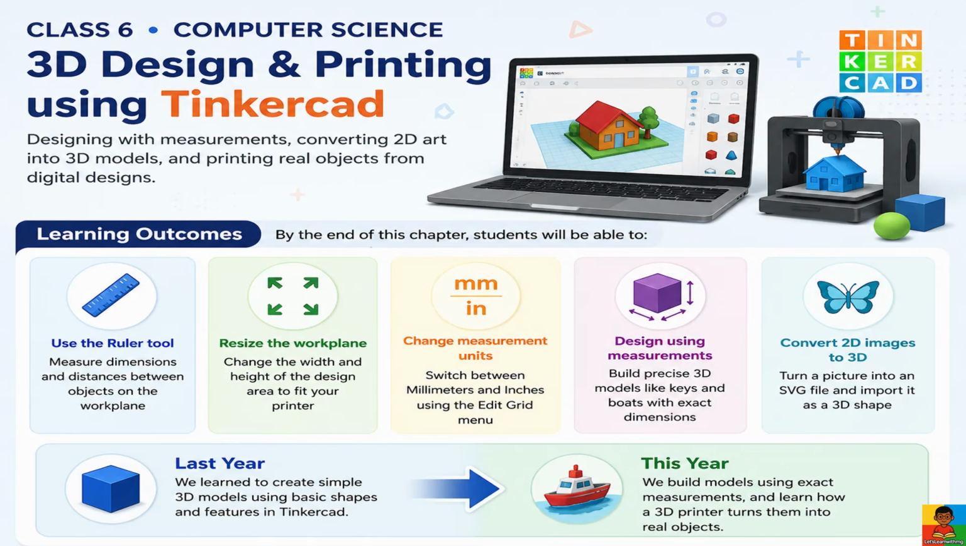Students will design precise 3D models such as keys and boats with exact dimensions. They will also convert 2D images to 3D by turning a picture into an SVG file and importing it as a 3D shape. Last year, we learned to create simple 3D models using basic shapes and features in Tinkercad. This year, we build models using exact measurements and learn how a 3D printer turns them into real objects.